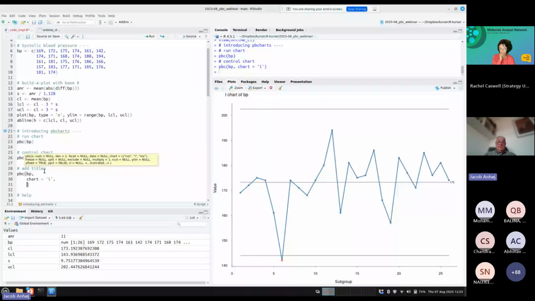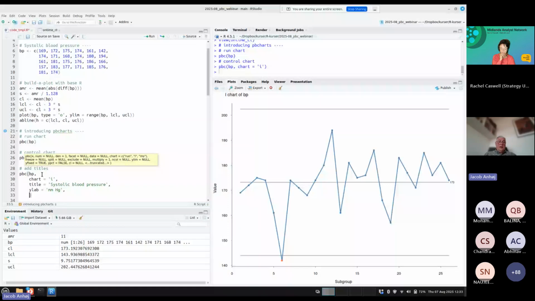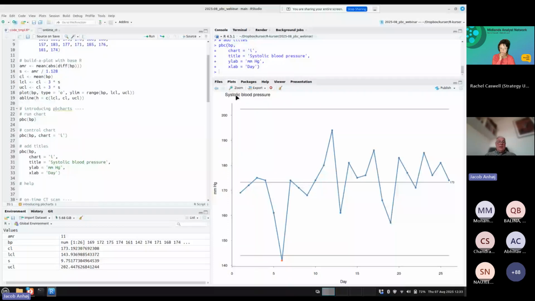A title, a label for the y-axis, and for the x-axis. Now see, here comes the titles. So this is the basic use of PBC, the PBC function from the PB charts package.